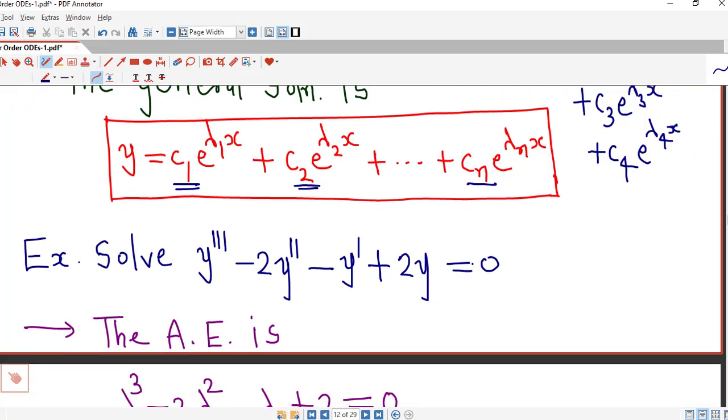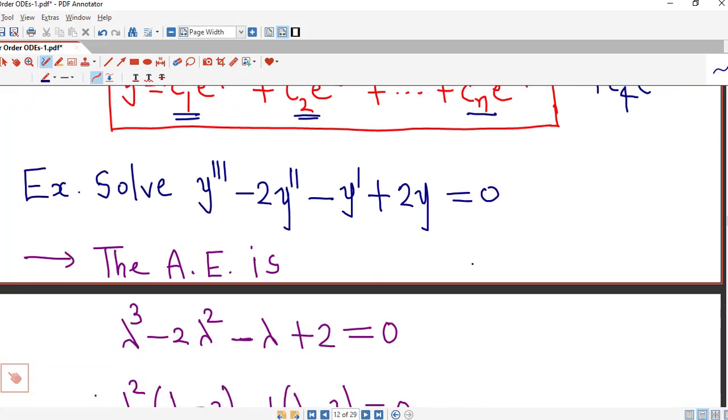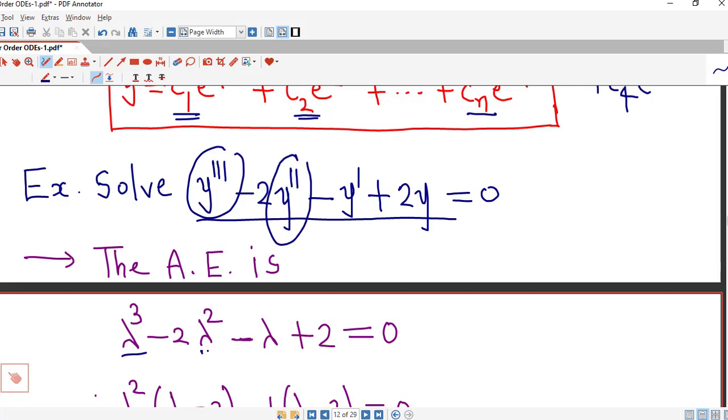So we have considered one example here. Solve this differential equation: y triple dash minus 2y double dash minus y dash plus 2y equal to 0. First we write down the auxiliary equation. This is replaced by lambda raised to 3, minus 2 times the second order derivative is replaced by the second power of lambda, the first order derivative is replaced by lambda, and y is replaced by 1, so the last term is plus 2. So this is easy to factorize.